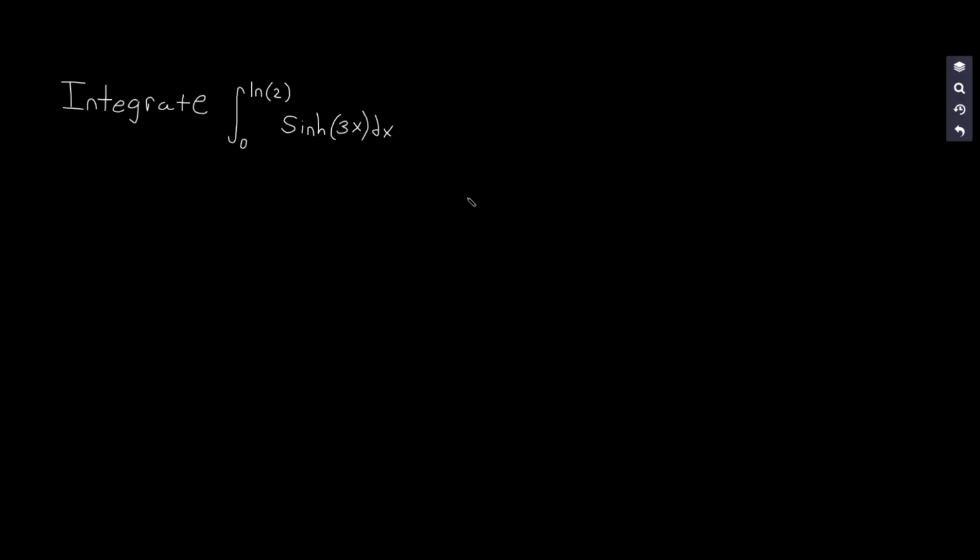So we're asked to evaluate the integral from 0 to the natural logarithm of 2 of sinh of 3x, and we're going to integrate with respect to x. All right, so this case is a little bit different. What we're going to do is write down the general formula for integrating sinh of a coefficient in front of the variable.